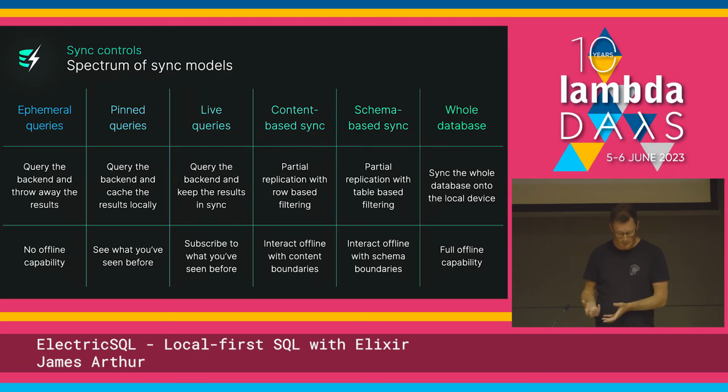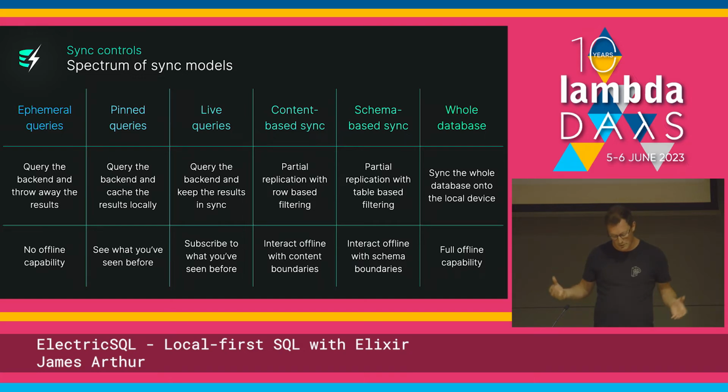A live query would be something where you query the back end, take the results, and you want to keep that result set in sync if any data changes on the back end. A pinned query would be like: query Postgres, take the data into your application and make sure that the same data is there if the user goes back to the same page. And an ephemeral query is: I just want to hit the database and throw it away.